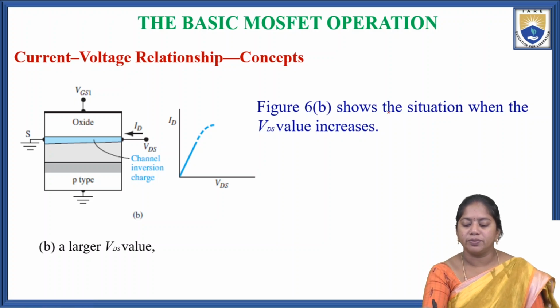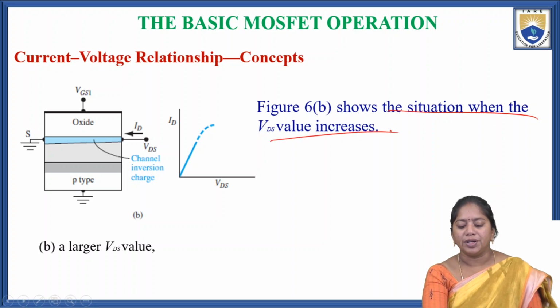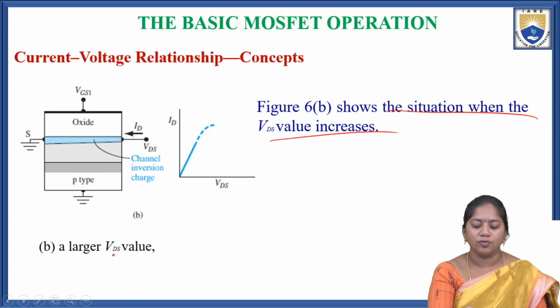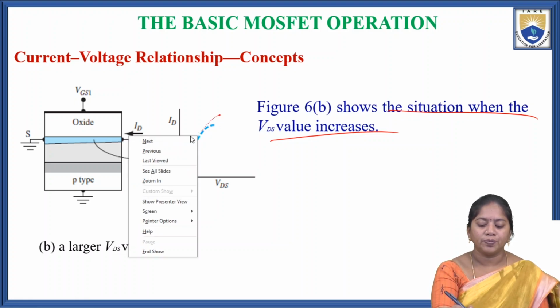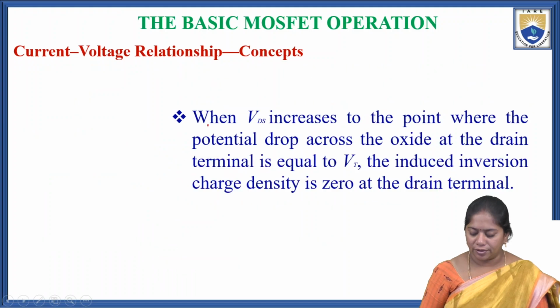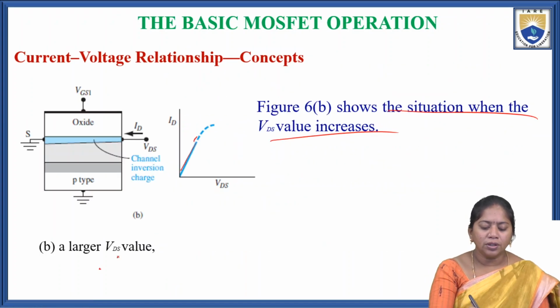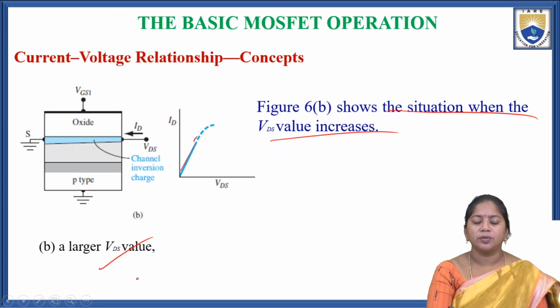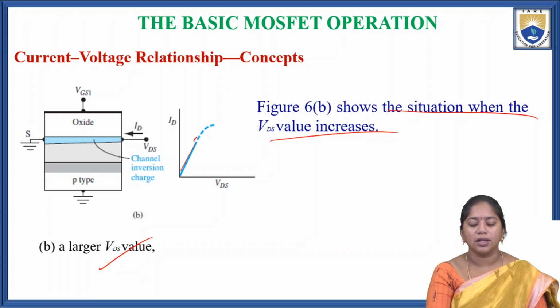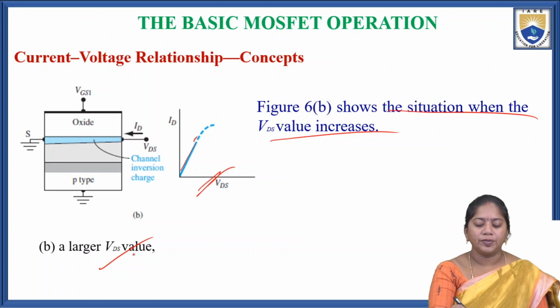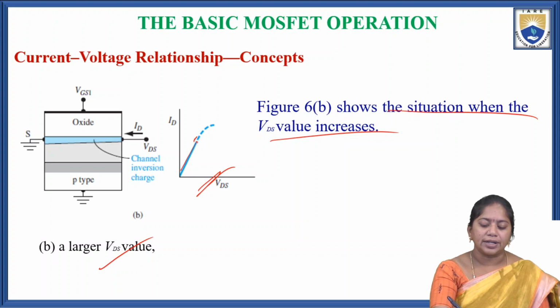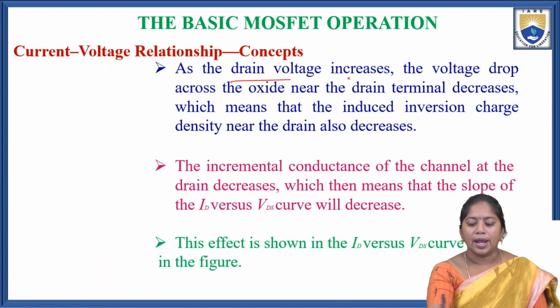Figure 6b shows the situation when the VDS value increases. If you increase VDS further, the figure looks like this, and the ID values decrease. In the previous case, for smaller VDS values, we observed a straight line. Now we are applying larger VDS values, and the graph looks like this: after the straight line, it slowly decreases.